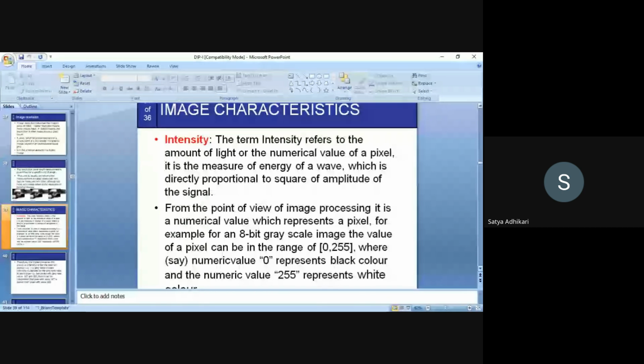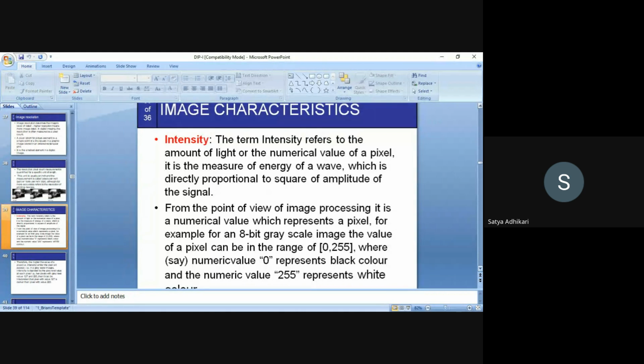As we already discussed, what is intensity level, the gray level value, the intensity value. The intensity is another term like resolution. It is also associated with the image characteristics. Intensity refers to the amount of light or a numerical value of a pixel. The amount of light of a pixel is associated with a numerical value, and that is known as the intensity value of the pixels, the gray level value of the pixels.